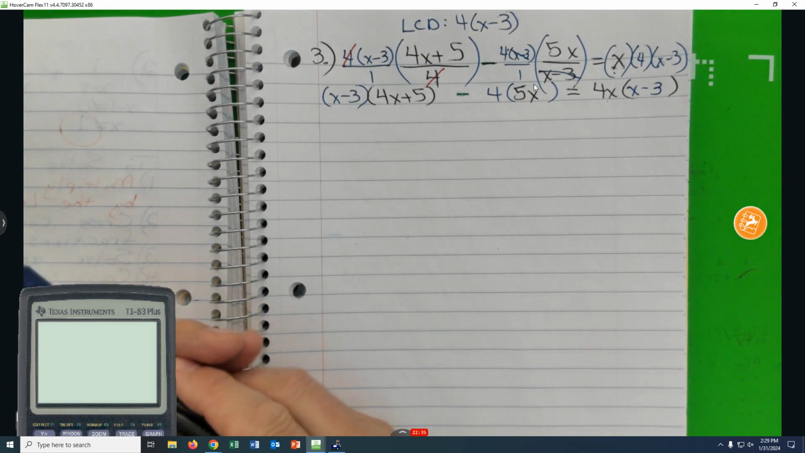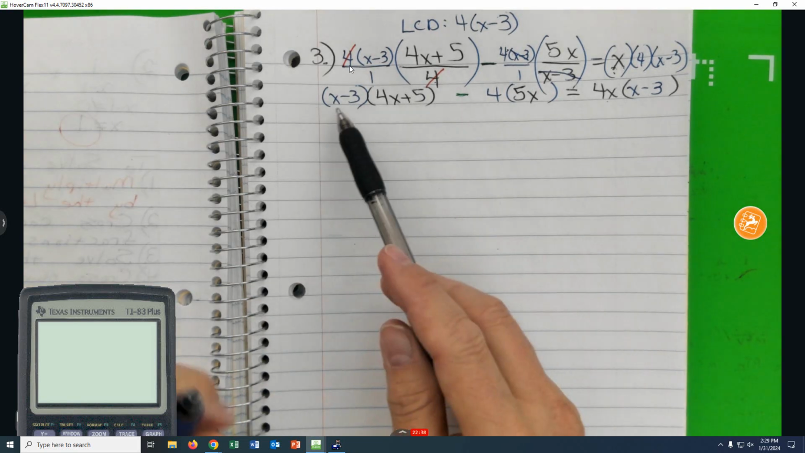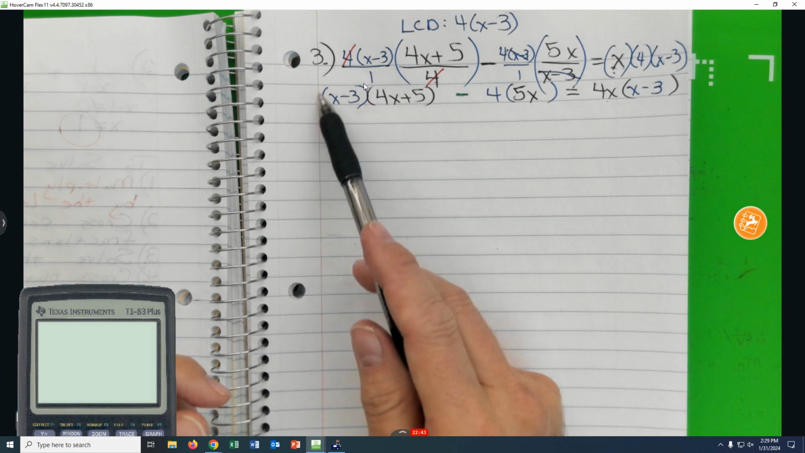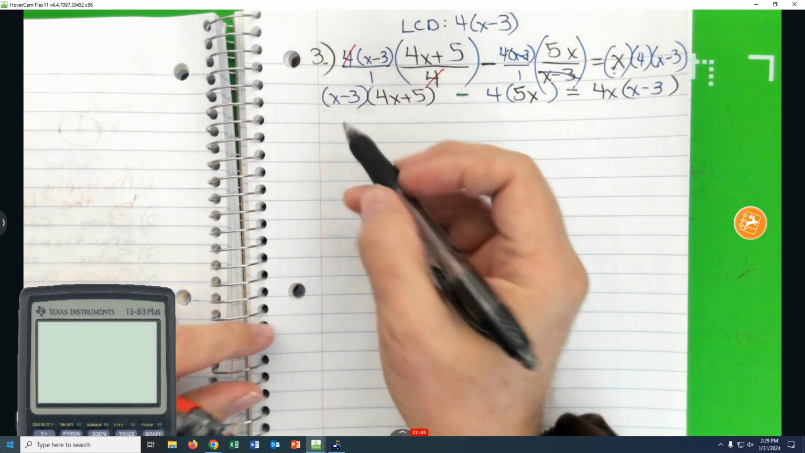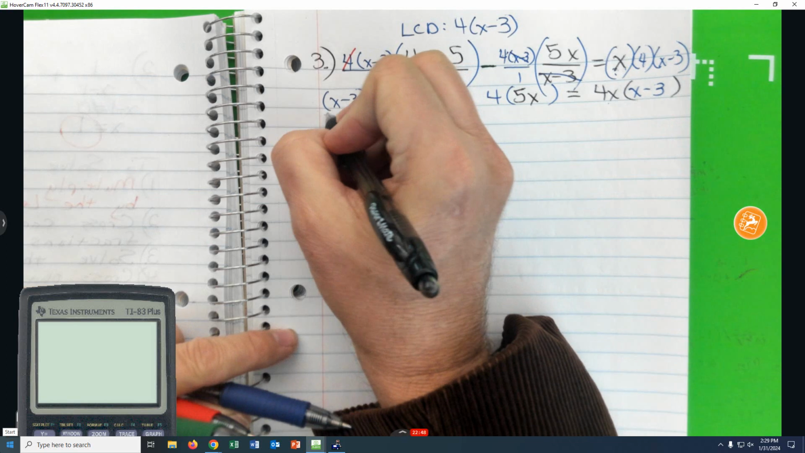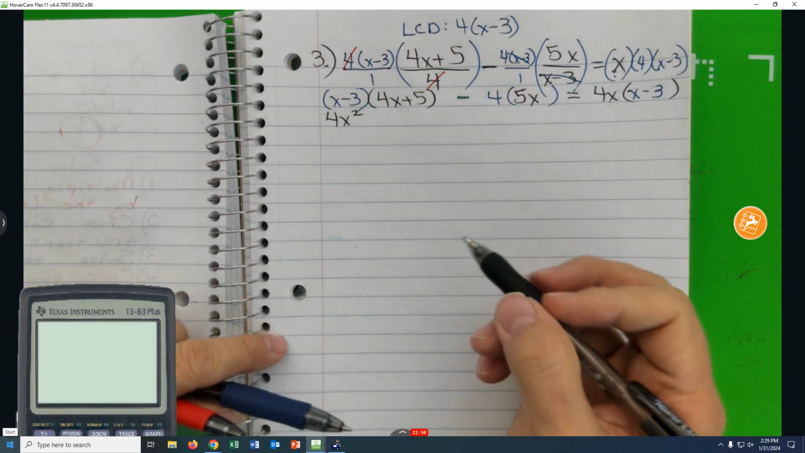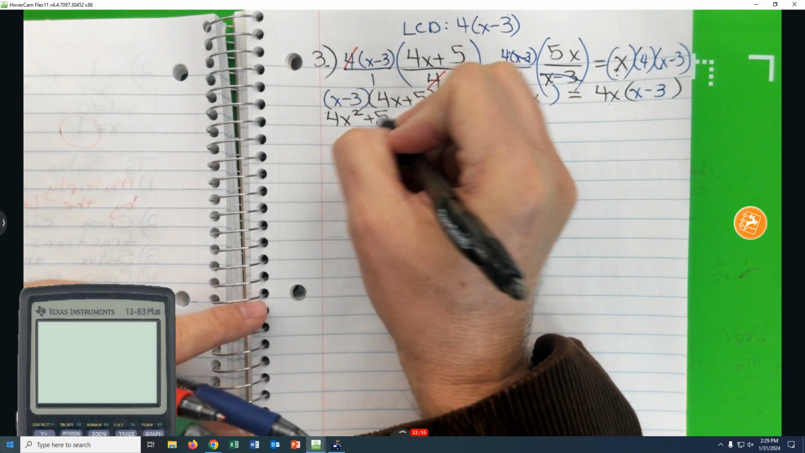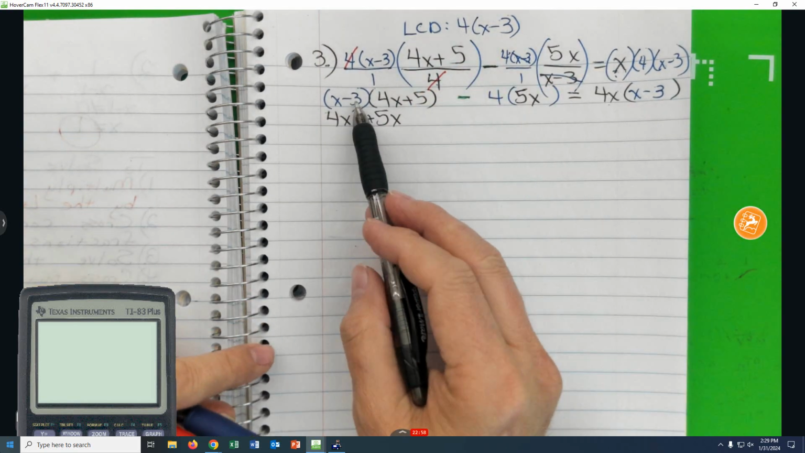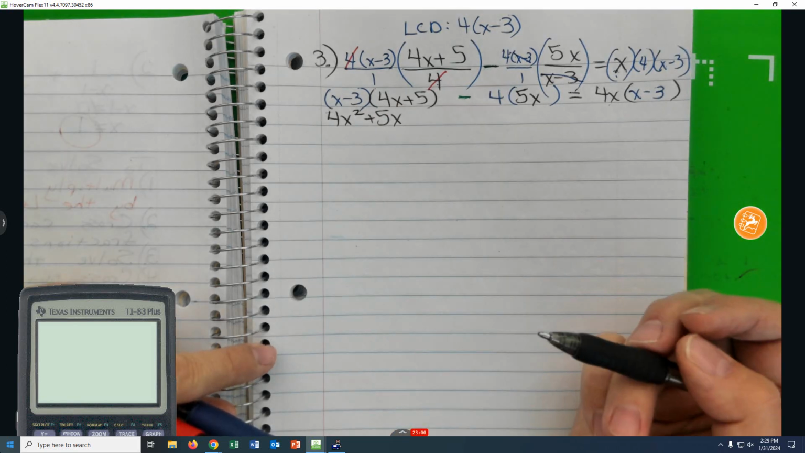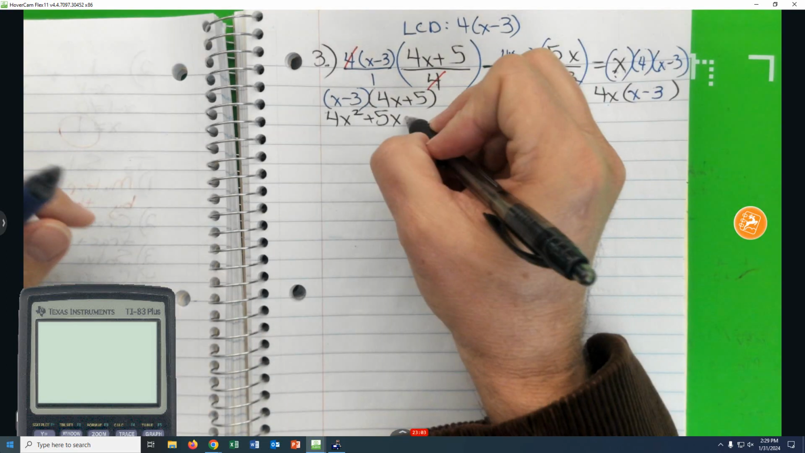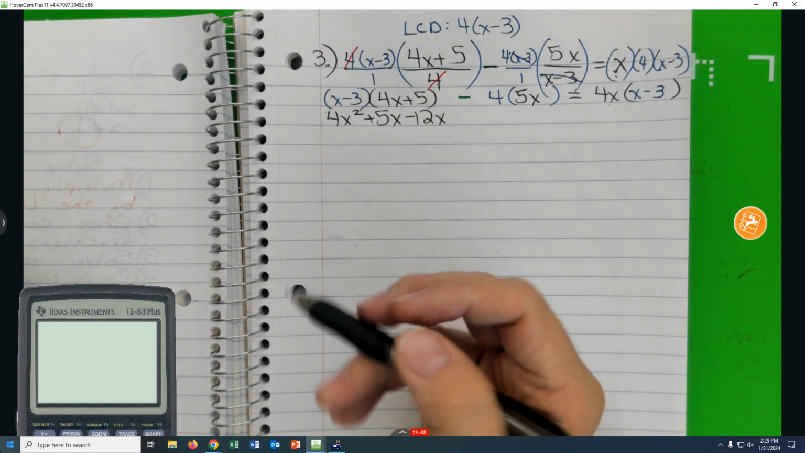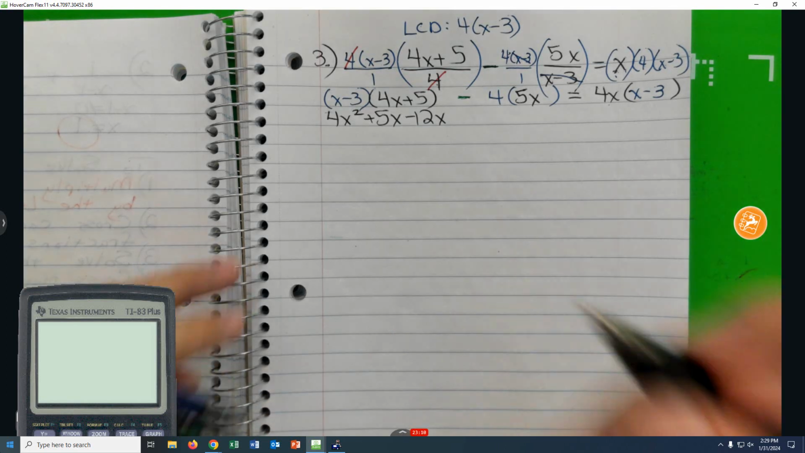Just multiply here. I'm looking for a 4-letter word that starts with F, dealing with algebra. What are we going to do here? FOIL, okay. X times 4x, that's 4x squared first. Outer, x times 5 is a plus 5x. Inner, what's the inner product? Negative 12x, I agree. And negative 3 times positive 5, what's the last product?